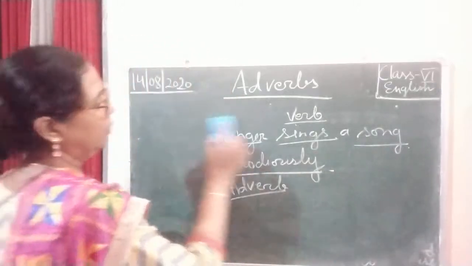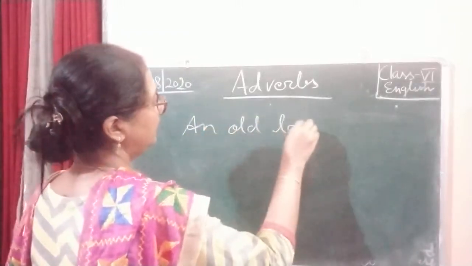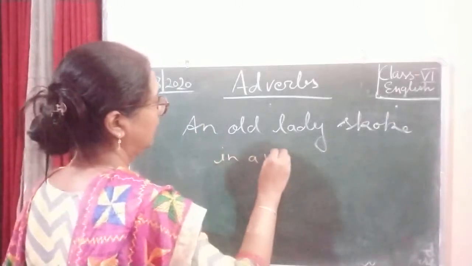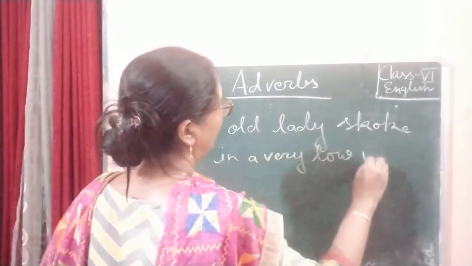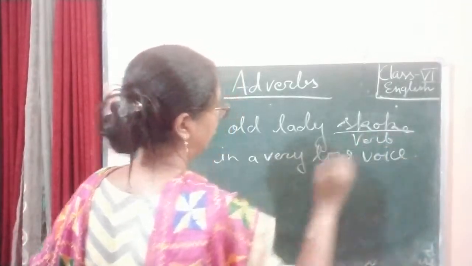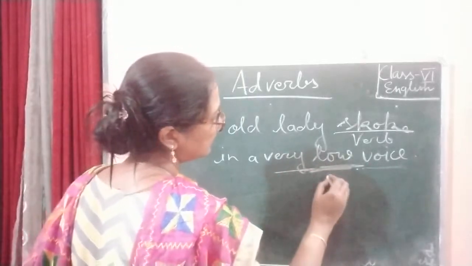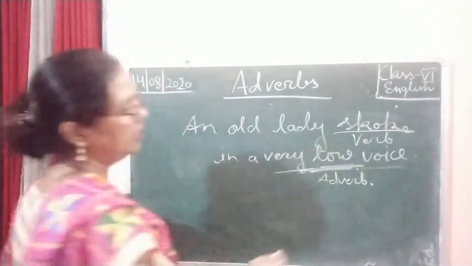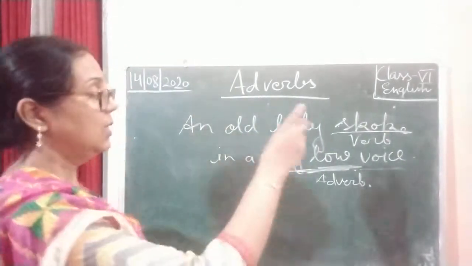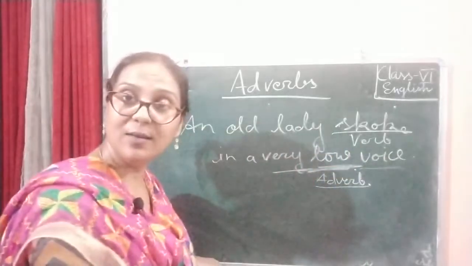Now, I am going to give you another example. An old lady spoke in a very low voice. Here you can see spoke is a verb. In a very low voice, very low, that is called an adverb. How did she speak? She spoke in a very low voice. So low over here is giving a description about the verb spoke.